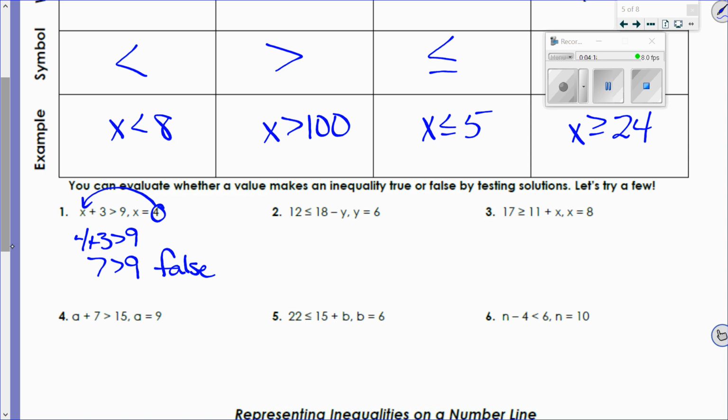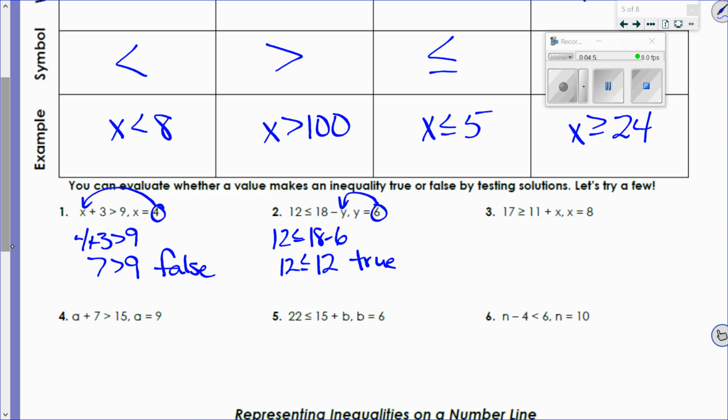Anybody not understand that? Okay, let's try another one. Here we're going to say y is 6. So I'm going to substitute y in. 12 less than or equal to 18 minus 6. Is 12 less than or equal to 12? Yes, because that equal to is included, that is a true statement. If it had just said less than, is 12 less than 12? No, so then it would have been false. So what's the difference? That less than or equal to makes that one number now a true statement. Does that make sense, everybody?